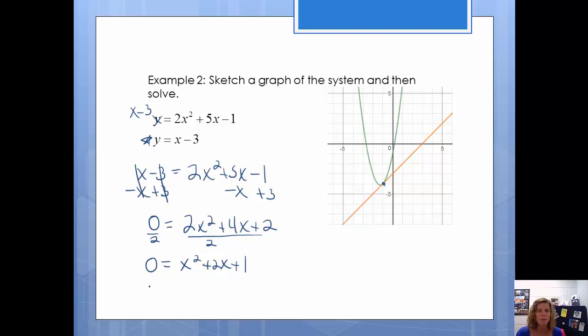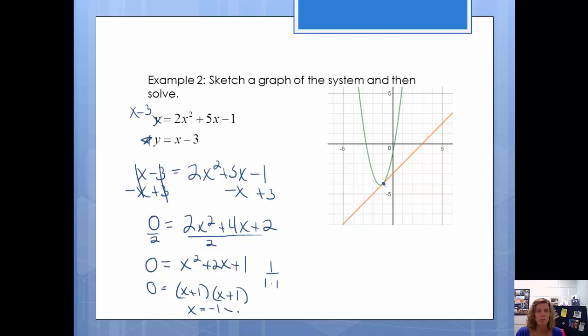So now from here, if I factor, I'm looking for 1. What times what would give me 1? 1 times 1, and 1 plus 1 will add up to 2, so x plus 1 and x plus 1. Using the zero product property, I'm going to get x equals negative 1 for both of them. So notice I really only got one answer because they only cross in one spot.